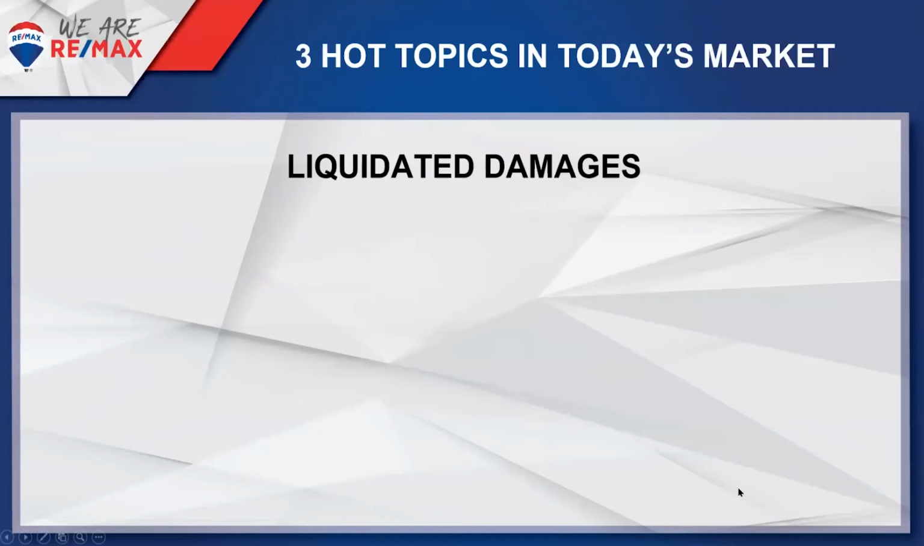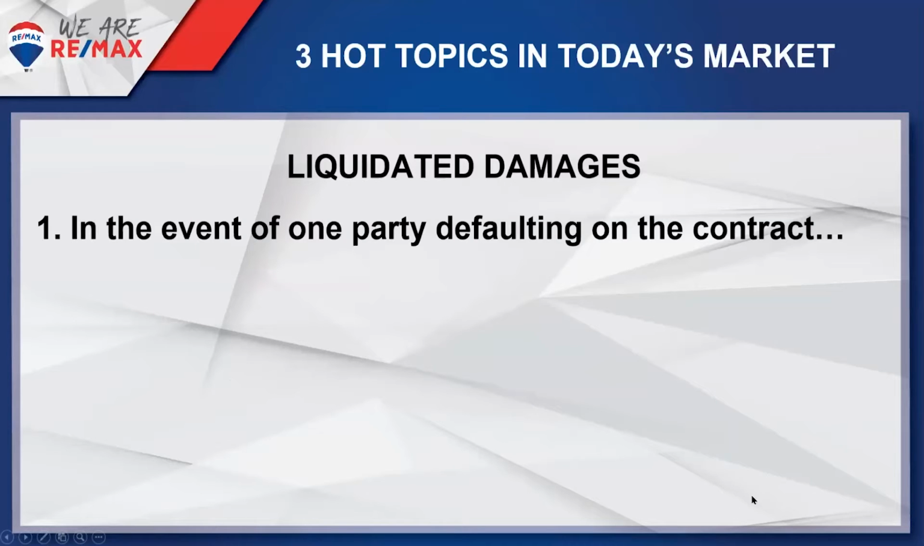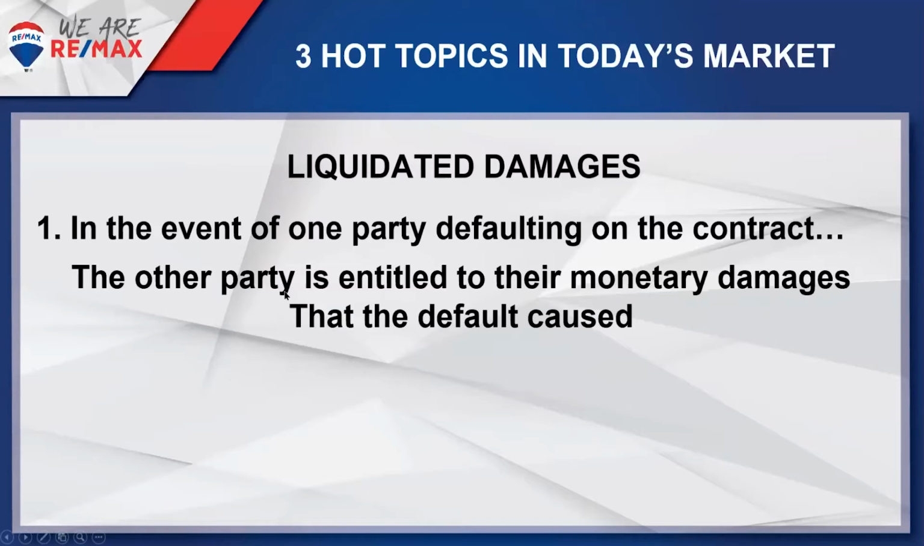First of all, non-refundable deposits. I want to talk a little bit about liquidated damages. In the event one party defaults on the contract, liquidated damages define what the other party is entitled to. The other party is entitled to their monetary damages that a default causes. As many of you know, I've shared this with you before, real estate contracts only allow, for the most part, monetary damages or specific performance. In other words, do something you agreed to do, or pay you your monetary loss if you were injured by the other party in a contract.